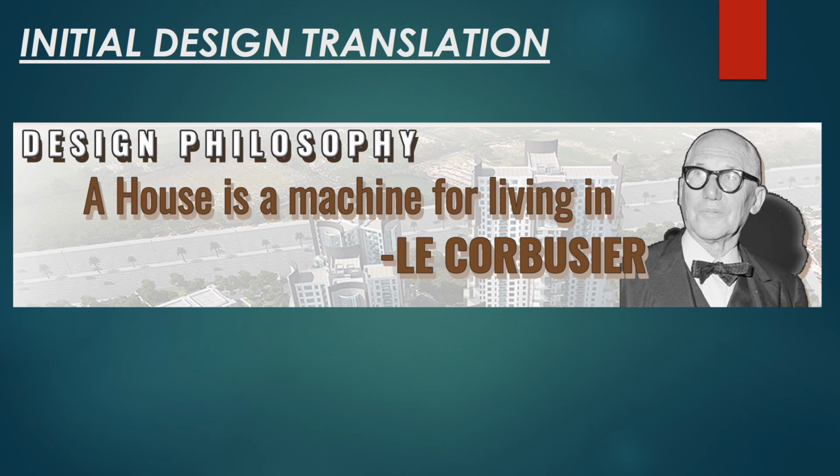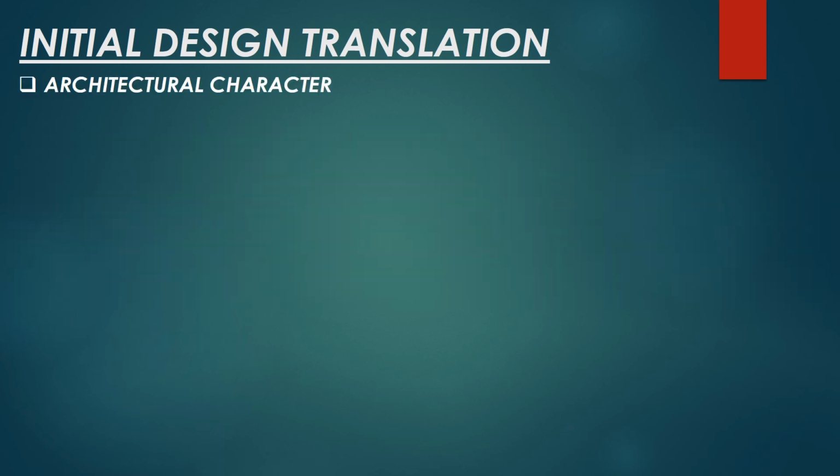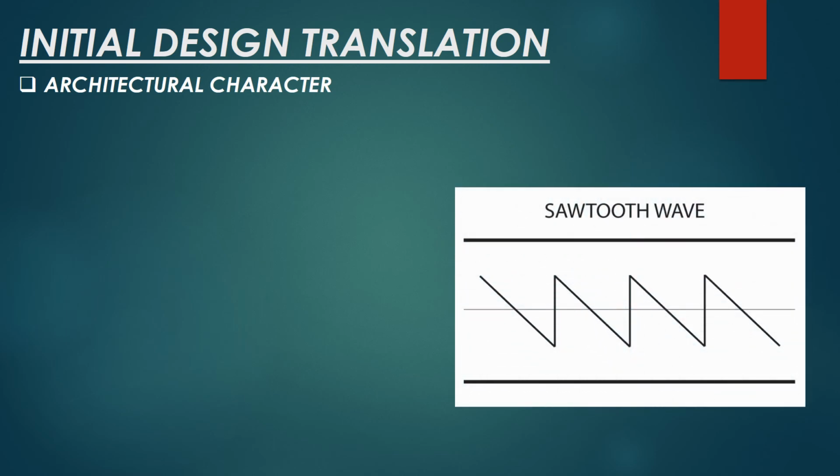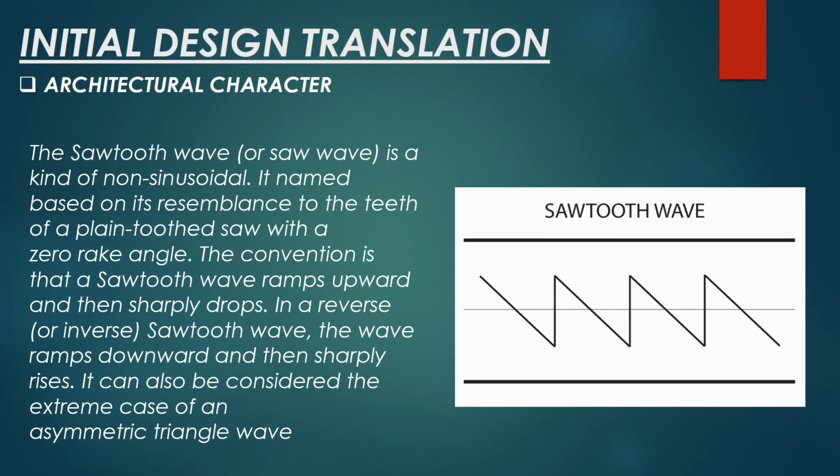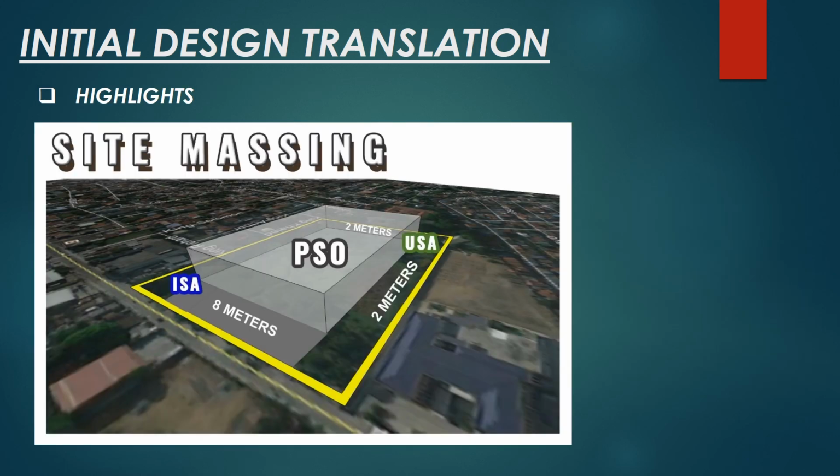And my design philosophy is from Le Corbusier: a house is a machine for living in. And for architectural character, the sawtooth wave is named based on its resemblance to the teeth of a plain-toothed saw with a zero rake angle. And for the site massing, it is based on the percentage of ISA and USA, and the required setbacks, and also the PSO is the total space for the structure.